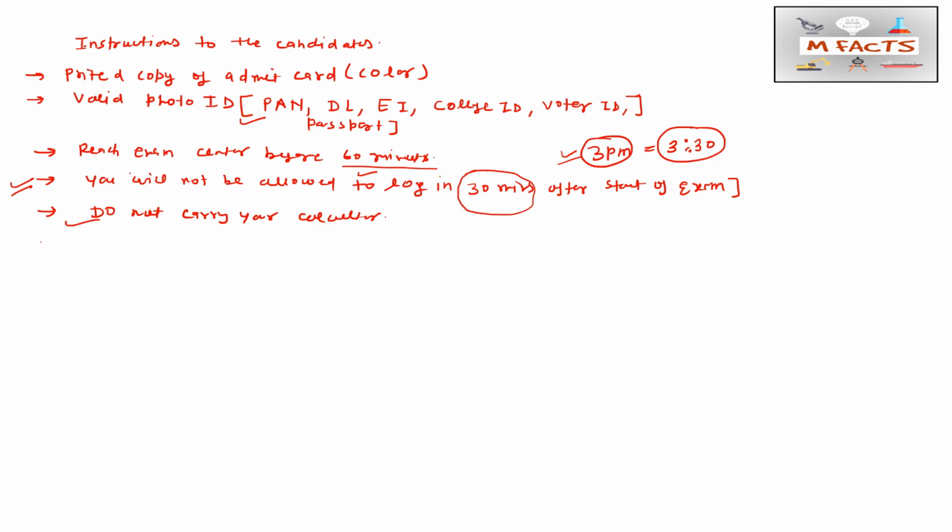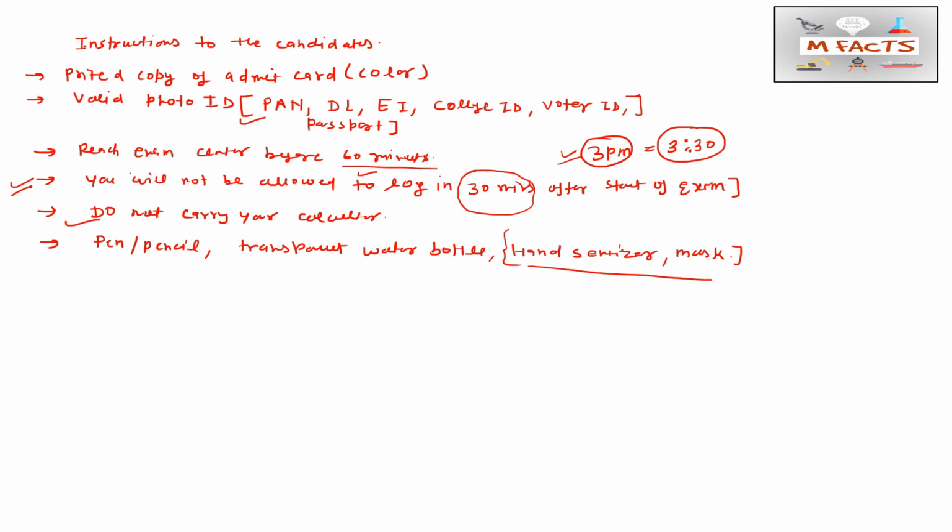The next thing is to carry your pencil. You can carry a transparent water bottle, but it should be a transparent water bottle. And the next is hand sanitizer. Hand sanitizer is a must in this situation, because of COVID, so you need to carry your pocket-type hand sanitizer. A mask is also an important thing due to the COVID-19 situation. These are the government guidelines, that's why you need to take hand sanitizer and a mask. You may carry hand gloves also.